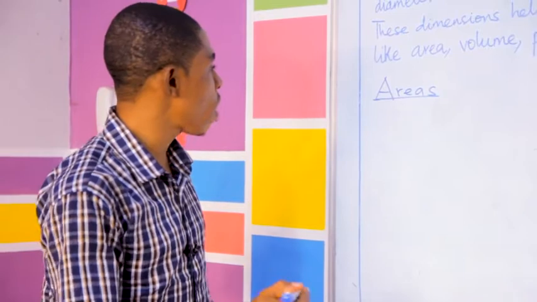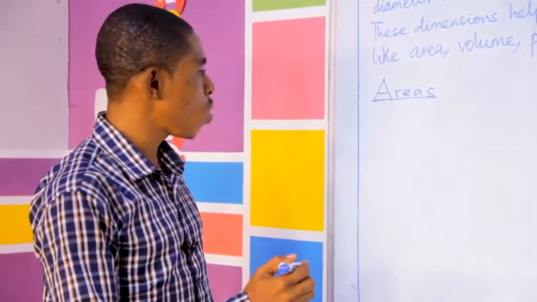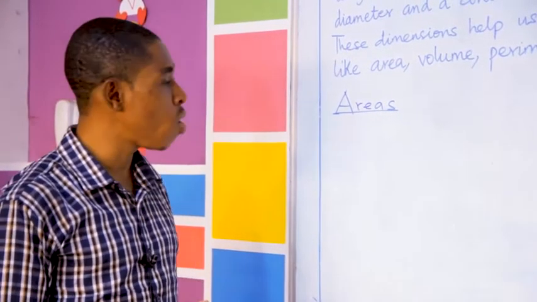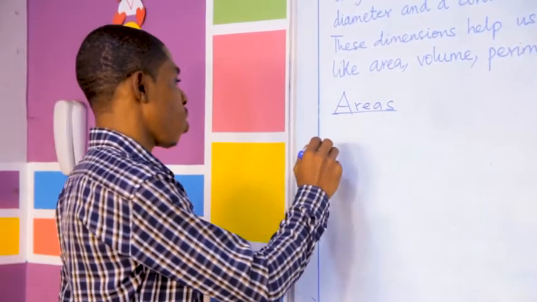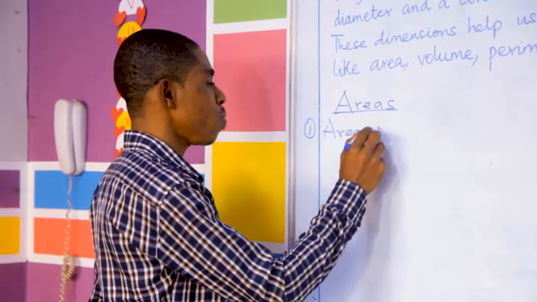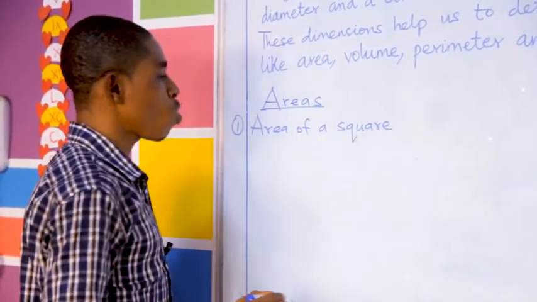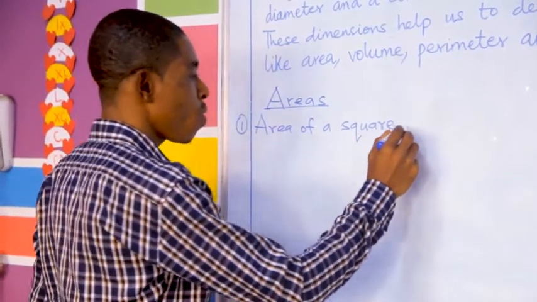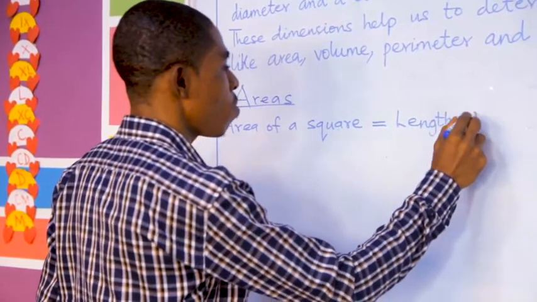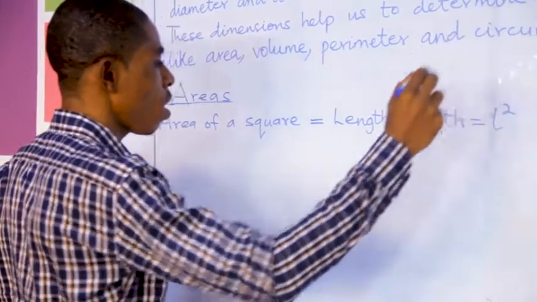In today's class, I'll be giving you the area of all polygons which we have, and I'll also be giving you the area of the circle. Firstly, let's look at the area of a square. A square only has lengths, so the area of a square is given as length times length, which basically you could say L square.